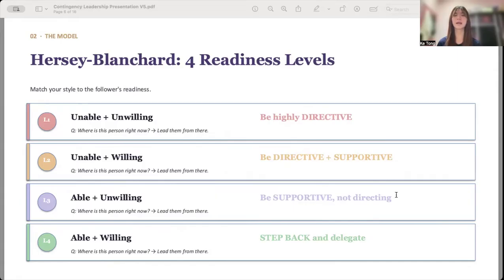Level 3, followers are able but unwilling. They have the skills but lack confidence. So here, a leader steps back from directing and focuses on supporting and involving them. Level 4, followers are both able and willing. They are confident and self-motivated. So the best leader steps back almost entirely and lets them take the lead.